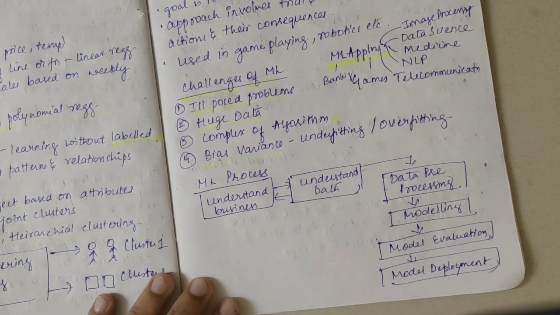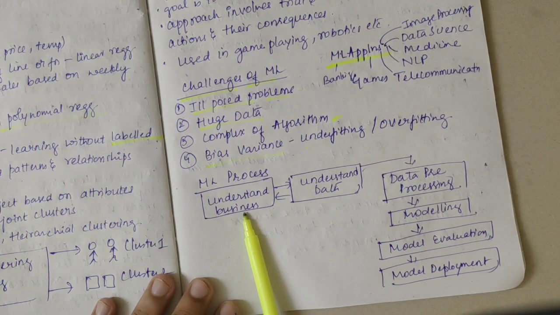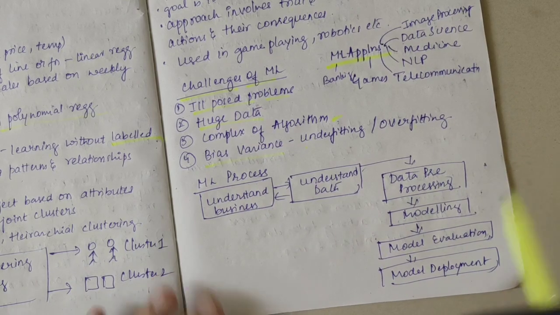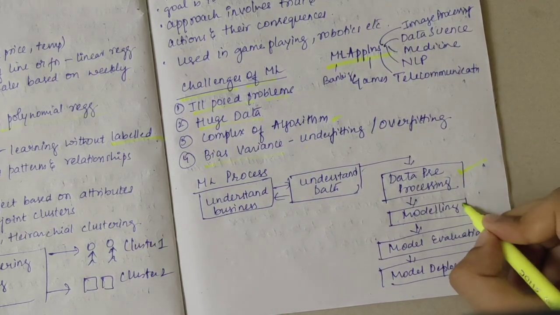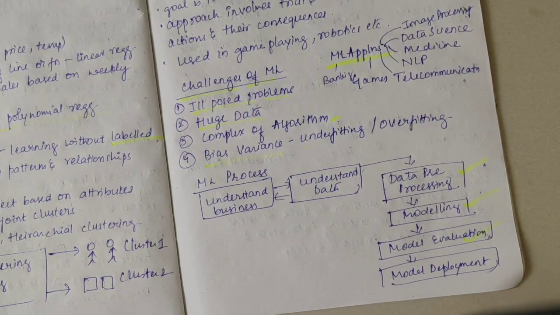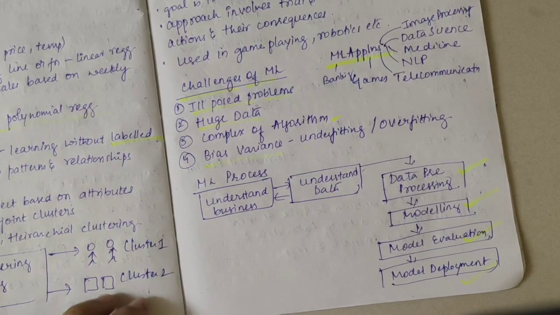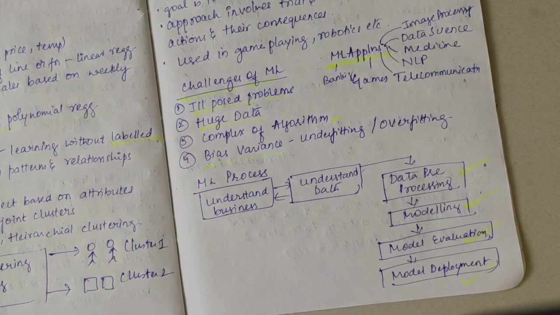Next we have the ML process. Firstly we understand the business, then understand the data, then we perform pre-processing, then we have the modeling, and then the model is evaluated. Once evaluation is done, the deployment of the model is done here.